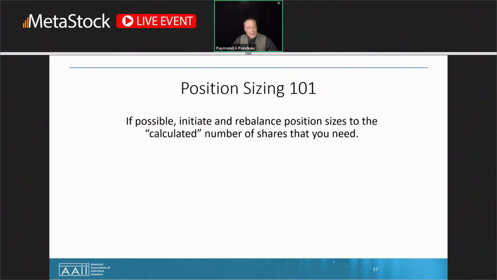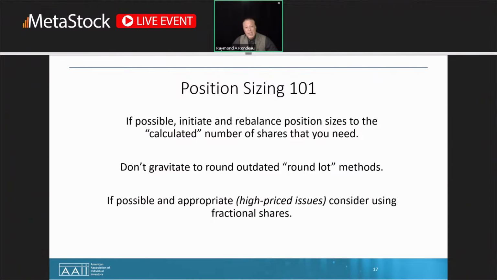Number one, if possible, initiate and rebalance position sizes to the calculated number of shares that you really need. Number two, don't gravitate to outdated round lot methods. It's not required anymore. And three, if possible and appropriate on high-priced issues, consider using fractional shares. And ProV has been designed for fractional share functionality if your platform supports them.